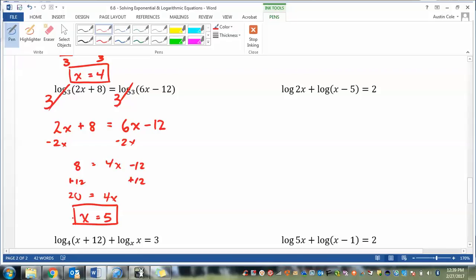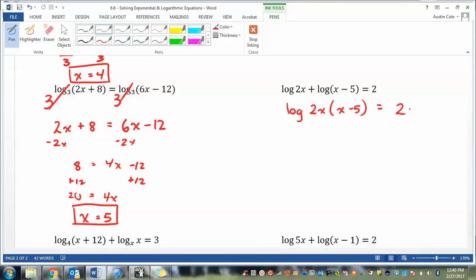Okay, next three kind of involve these properties that we learned last class. Okay, so I've got log of 2x plus log of x minus 5 equals 2. So we know that if we're adding two logs, that's the same as doing what with one log? Multiplying. So let's condense this first. So I'll say log of 2x times x minus 5 equals 2. So before we do anything, we want to condense those two logs.